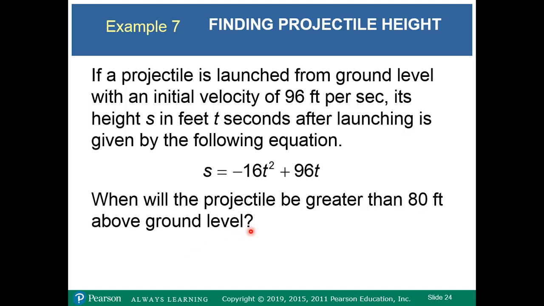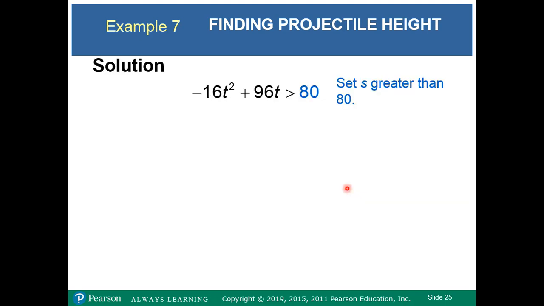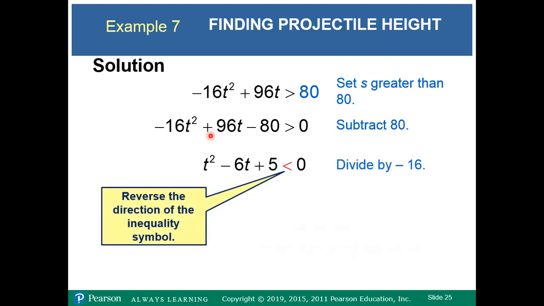So first of all, we set this up as an inequality, right? We want to set this up as greater than 80. Now we're going to bring the 80 over and set it up like we would with standard form. So now we have this quadratic expression over here greater than 0. And now we're going to go through those steps.